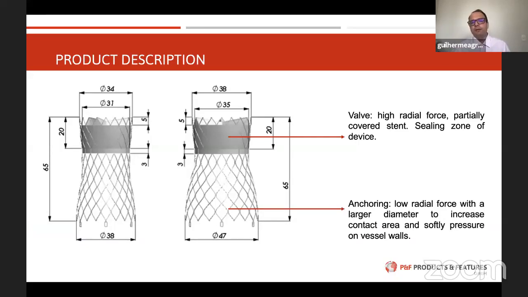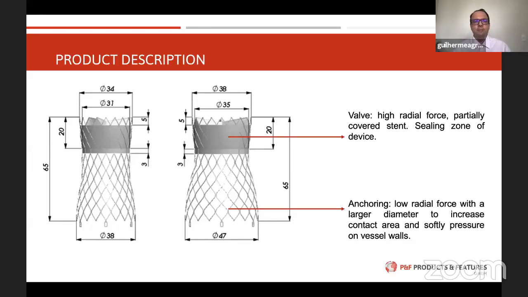Then we have a different valve. We have this hourglass shaped stent. We have a small covered section where we have the valve. And in this device, the inferior valve, we have the sealing zone in the upper part of the stent. And we have radial force in this part, but this part is for sealing. And we will have the anchoring in the bottom part of the stent, where we have low radial force but with large diameter. Then we increase the contact area with the vein, and we avoid any rupture or damage to the vein wall.